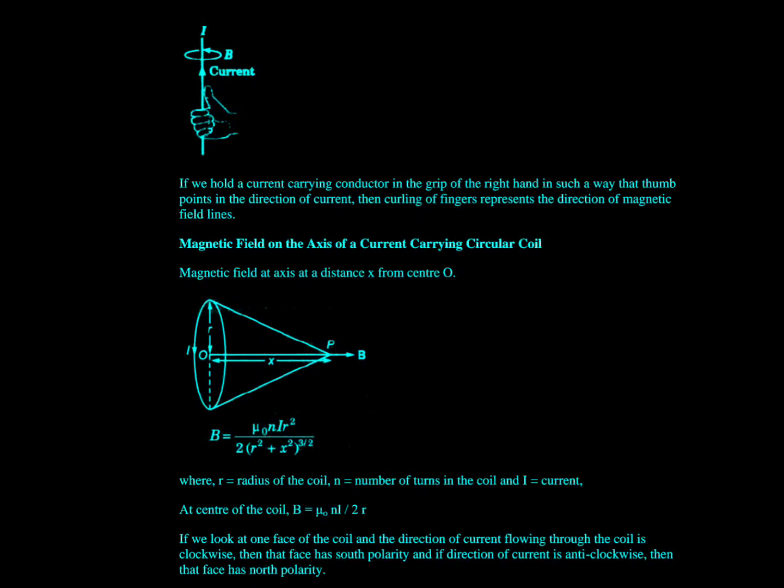I is the current. We can also consider special cases, like when the point P is at the center of the coil. If we take the point P at the center O, then x is 0. After calculation we get B equal to mu naught n I divided by 2r.